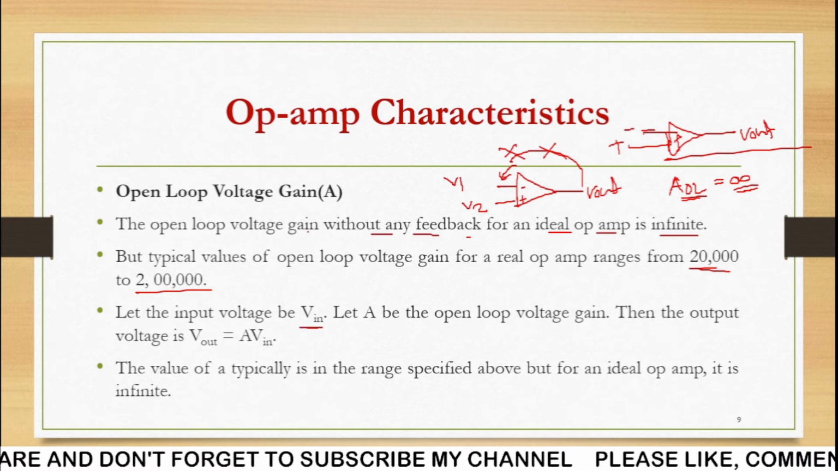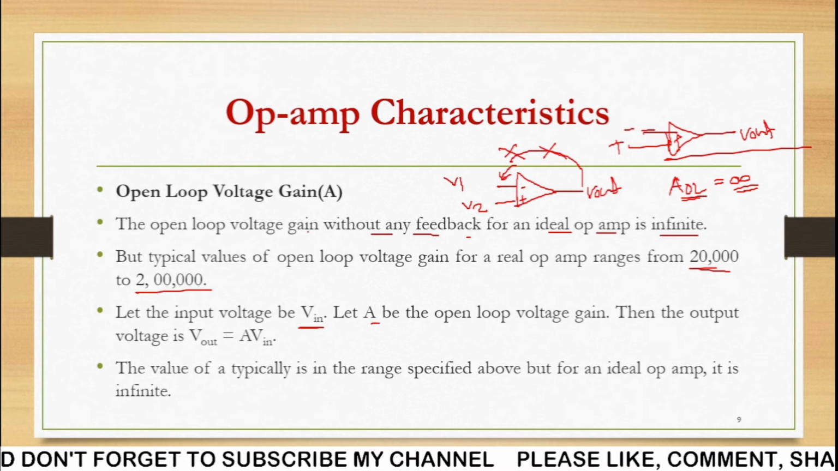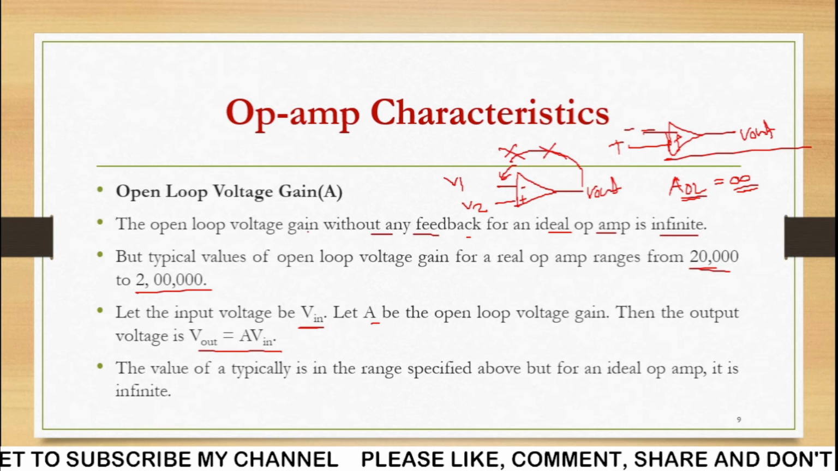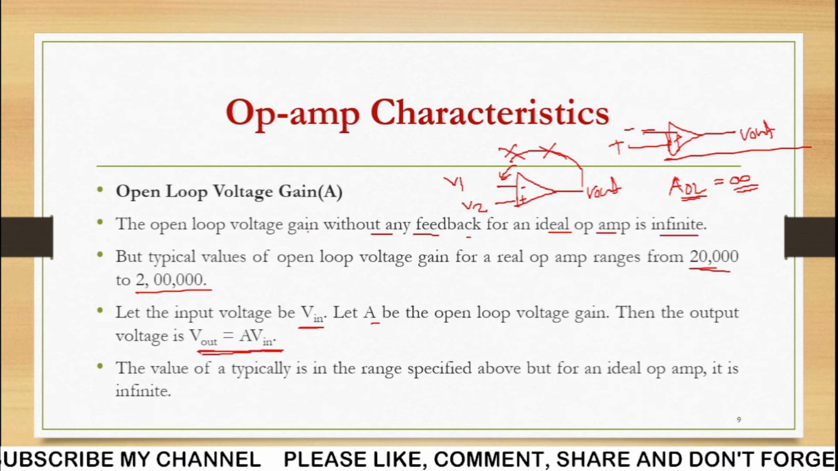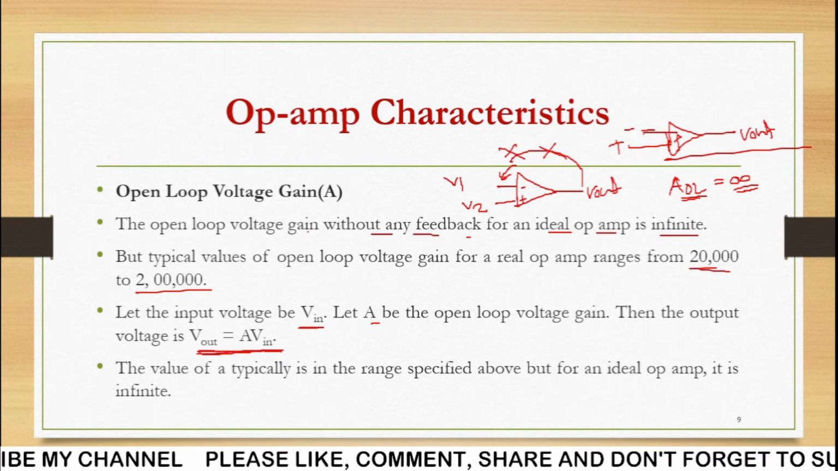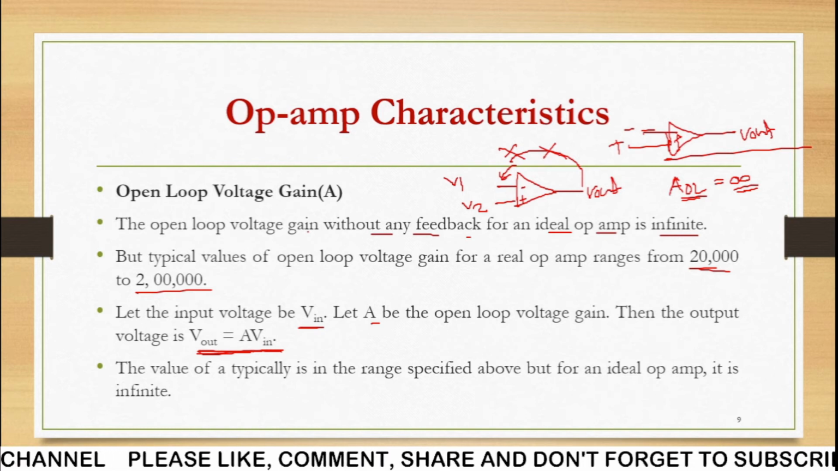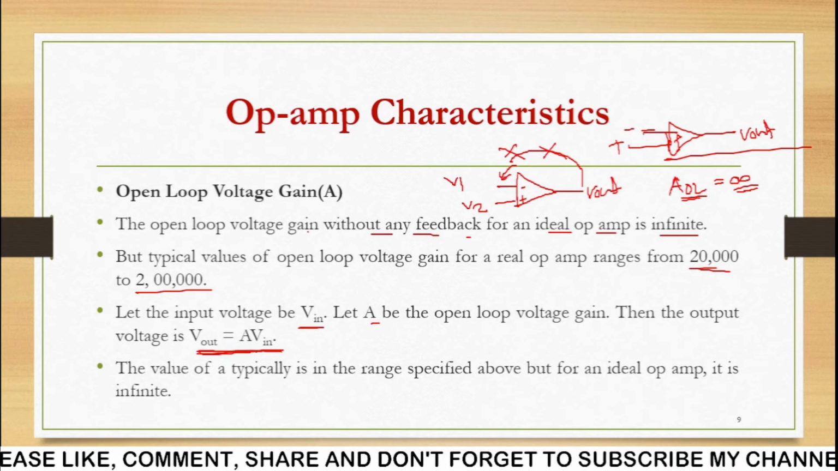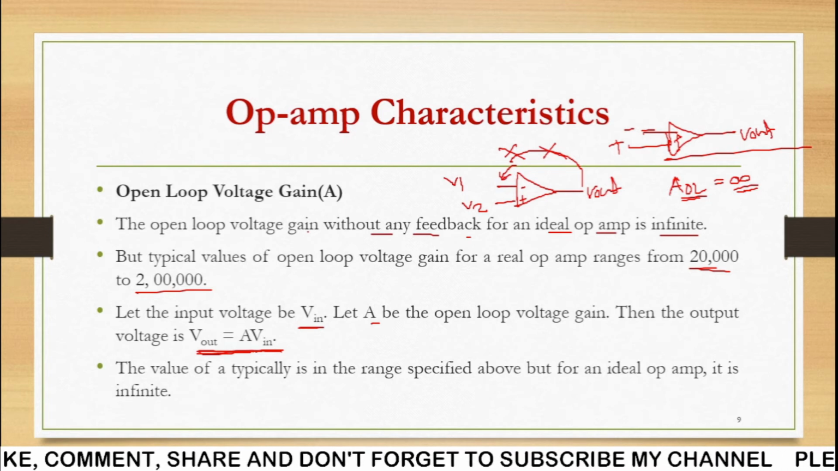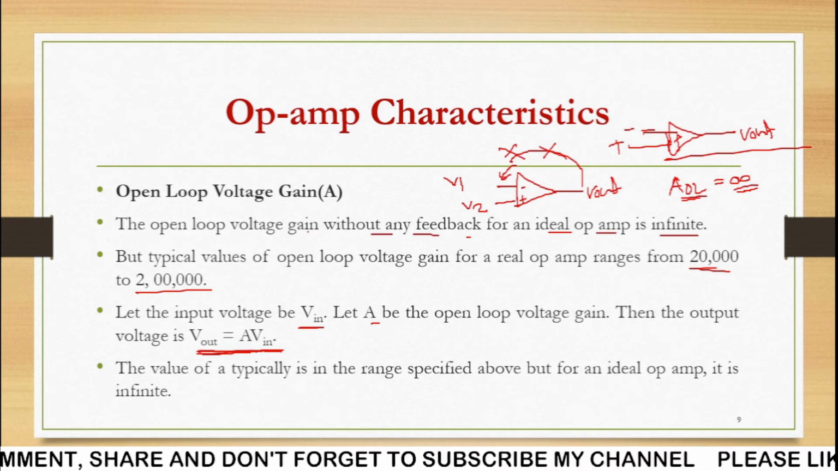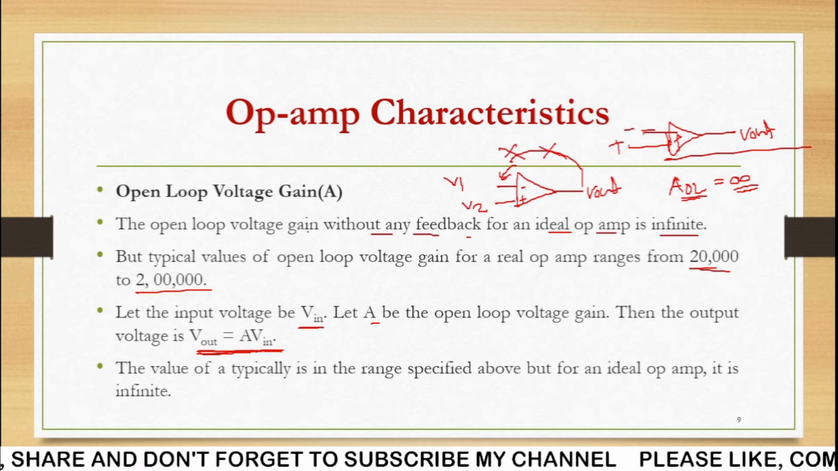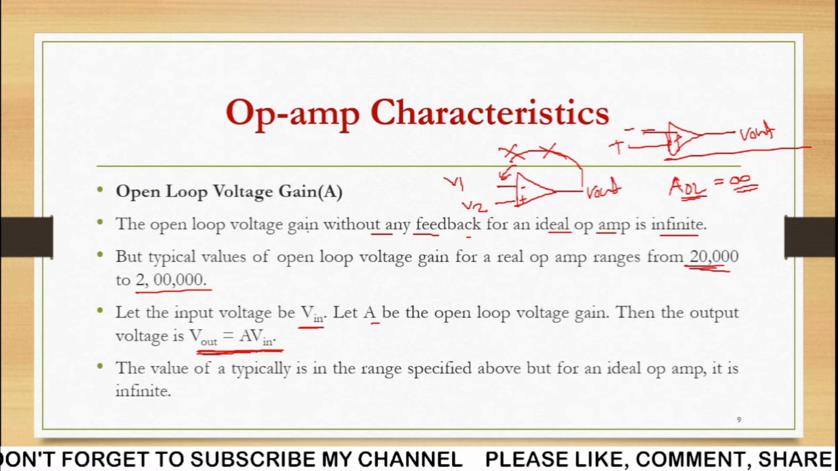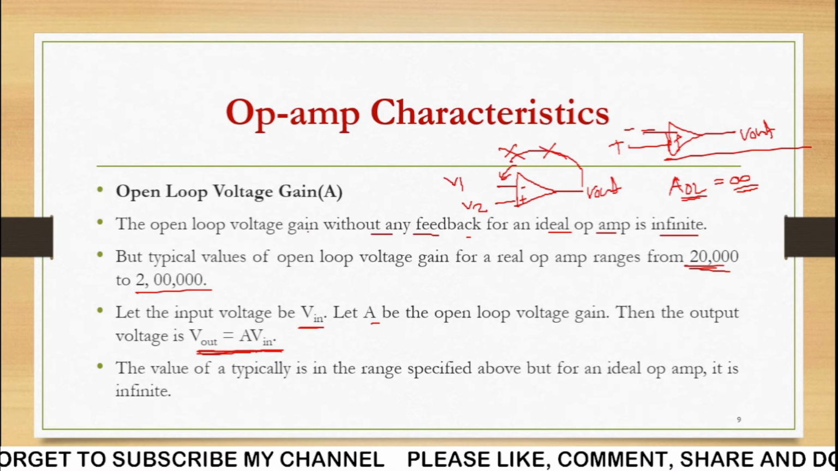If the input voltage is V in and A is the open loop voltage gain, then the output voltage is V out equals A into V in, where V in is V2 minus V1. If V in is there, we'll get at least plus infinity or minus infinity. The value is typically in the range specified above, but for an ideal op amp it is infinite.